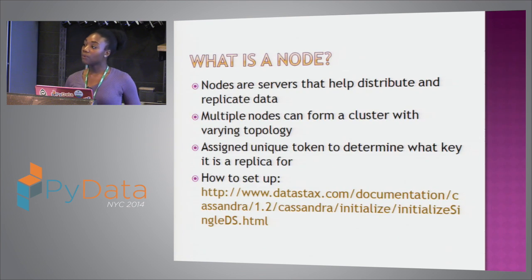So I said I would get more into nodes and what they are. They're servers that help distribute and replicate the data. And together they form a cluster with varying topologies. What we have to do if these are physical is assign each server, or each node, a unique token so that we can figure out what data is being stored there.